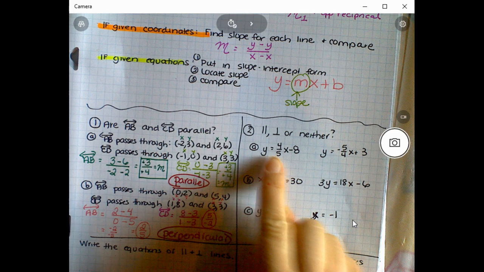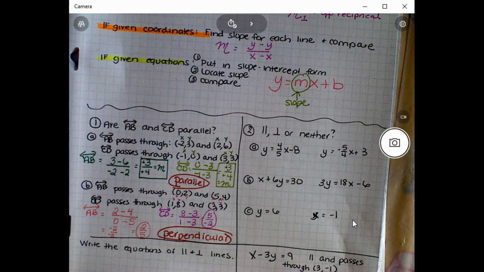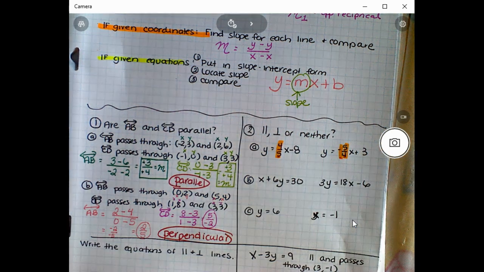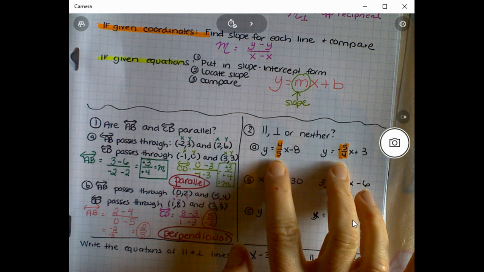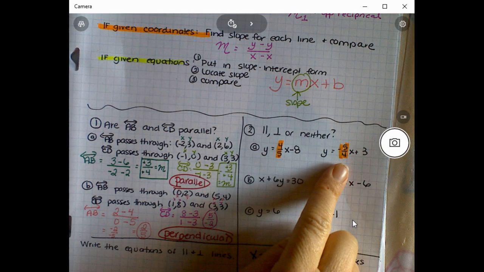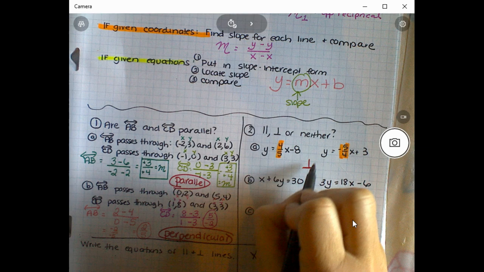Let's look at example A. Y equals, good. Y equals, good. Step 1 is done. Step 2, locate the slope. The slope is always the number that is kind of smushed together with the x. It's multiplying with the x. So I'm going to go ahead and highlight the slopes. Okay. And now step 3, compare. So we want to see, are they the same? No. So they're not parallel. Are they opposite reciprocals? Opposite means one is positive, one is negative. Yes. Reciprocal means the numbers switched places, up and down. Yes.